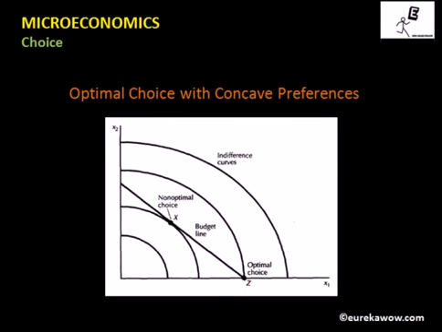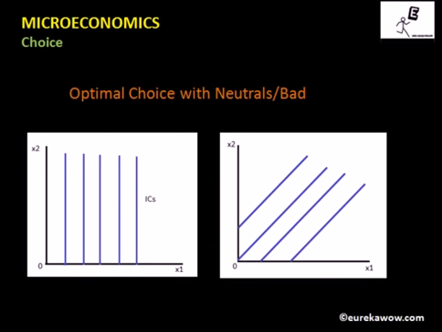Now let's quickly look into the case of neutrals and bads. We know that in case of neutral and bad, the indifference curves are as shown in the diagram. In this case, x2 is a neutral good, and in this case, x2 is a bad. Now when we take the case of neutral, the indifference curves are vertical lines. Now let's draw the budget lines. So suppose this is the budget line.